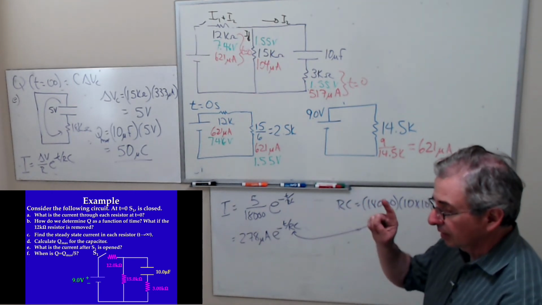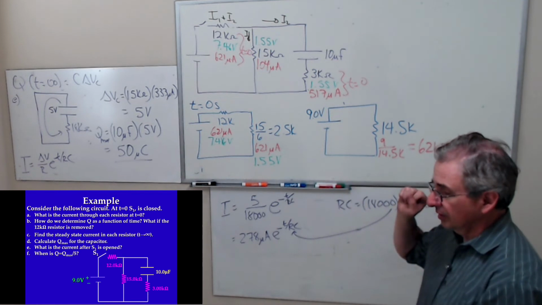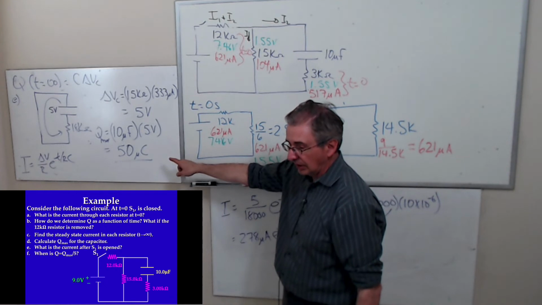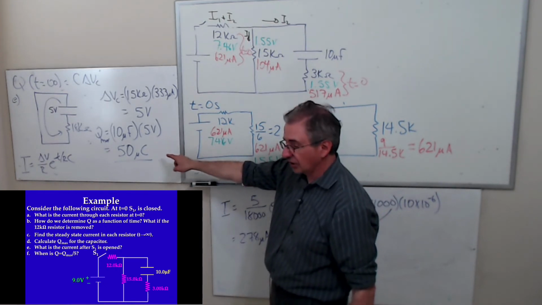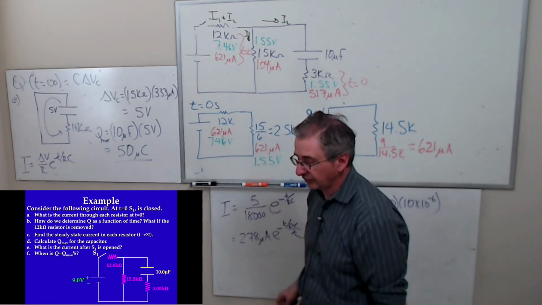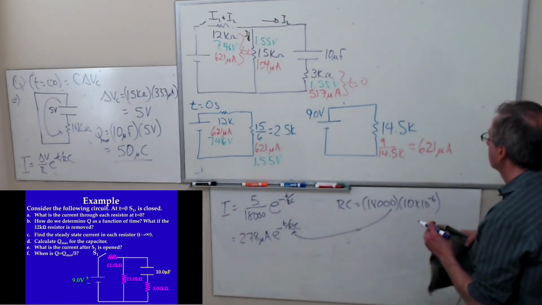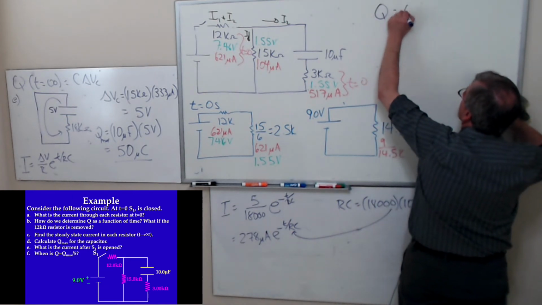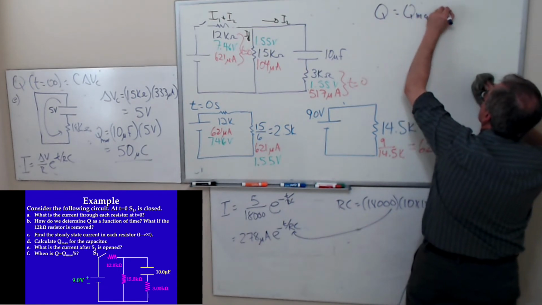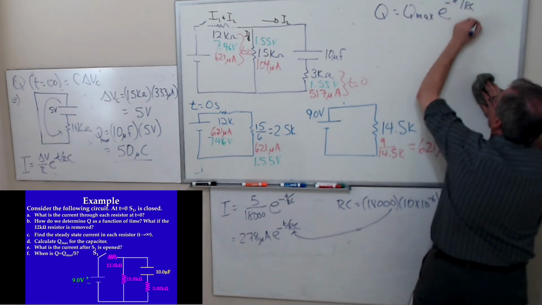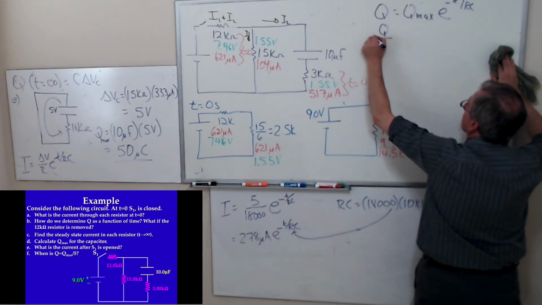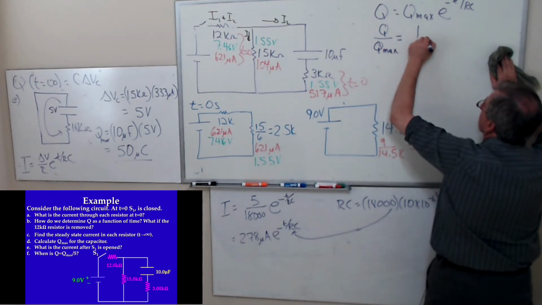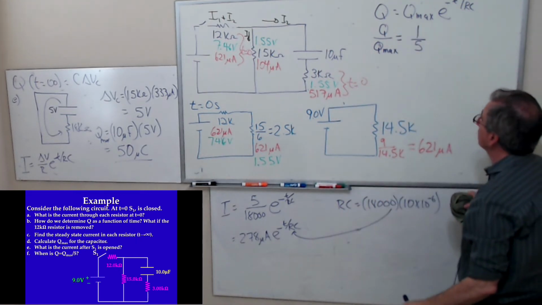When I open the switch, the capacitor had 50 microcoulombs. How long does it take for that charge to go down to 10 microcoulombs, to 1/5 its value? Well, for a discharging capacitor, it's going to be the natural log of something. Yeah, so I write Q over Q max, which is 1/5. I don't even need to know the answer to what Q max is, right?